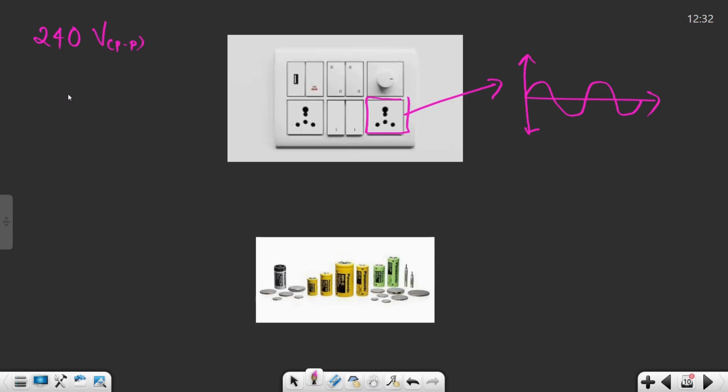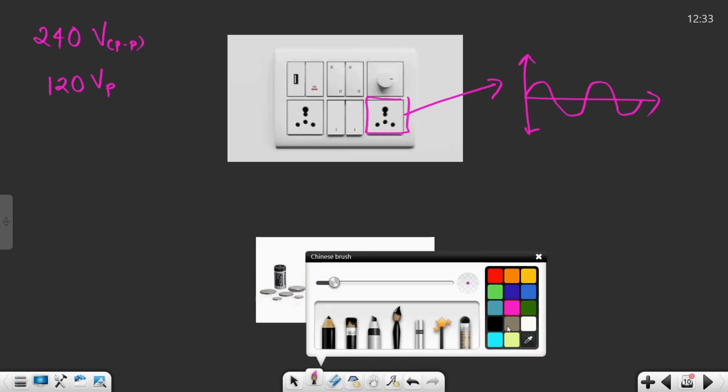It is 240 volts. Okay, the supply voltage is 240 volts. That means the AC voltage that comes from this particular terminal, or this particular channel, is 240 volts peak to peak or 120 volts peak. I'll explain, don't worry, what exactly peak to peak and peak are.